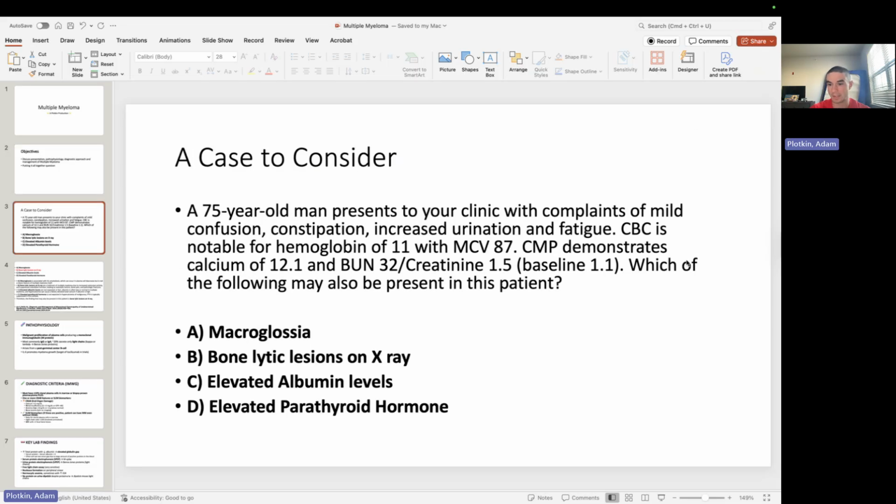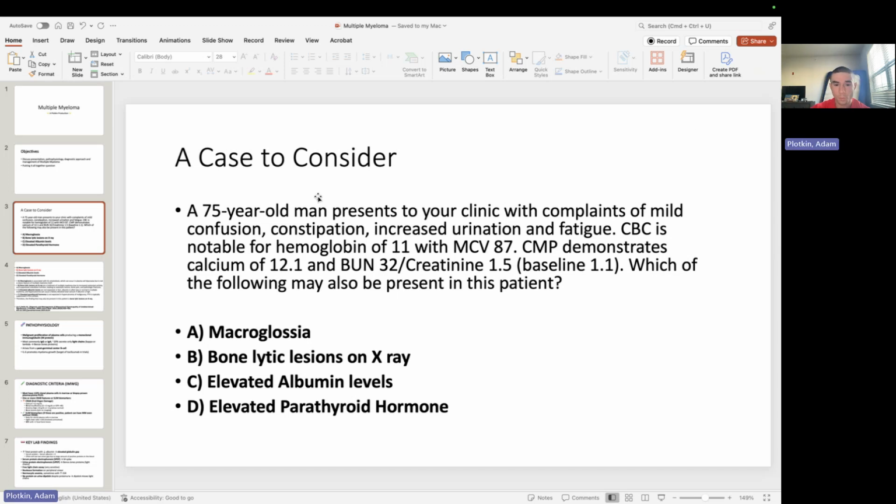So here's a case for us to consider to kind of prime us. We have a 75-year-old man who presents to your clinic with complaints of mild confusion, constipation, increased urination, and fatigue. CBC is notable for a hemoglobin of 11 and MCV of 87. CMP demonstrates a calcium of 12.1, BUN of 32, and a creatinine of 1.5. His baseline is 1.1. Which of the following may also be present in this patient? Macroglossia, bone lytic lesions on X-ray, elevated albumin levels, or elevated parathyroid hormone? So take a second, pause, and consider.